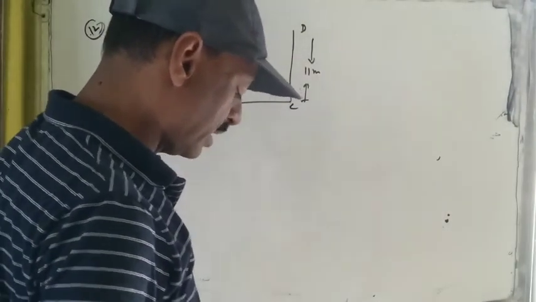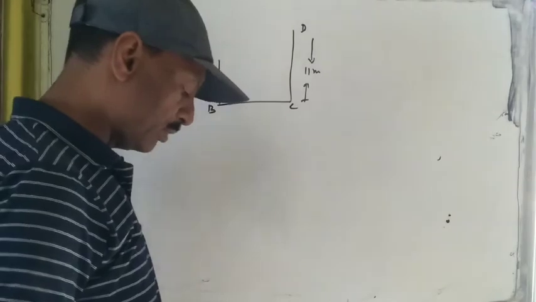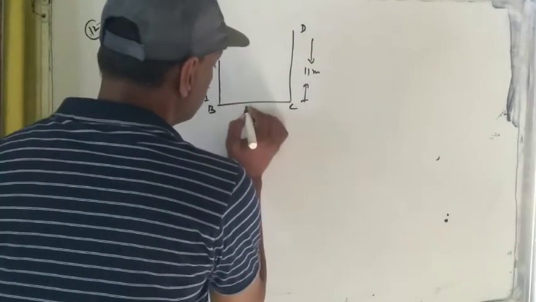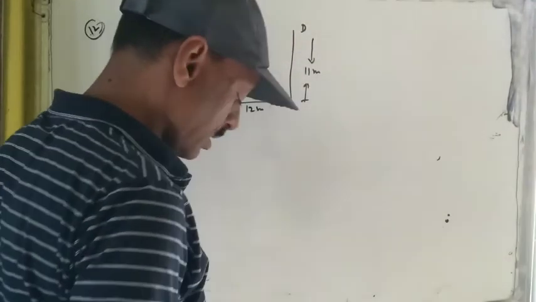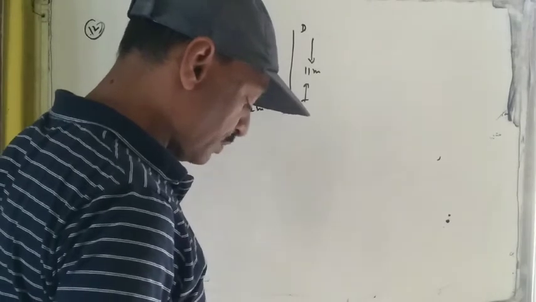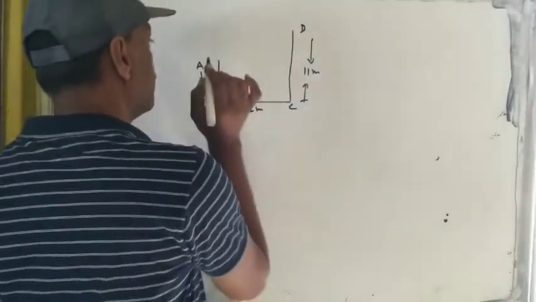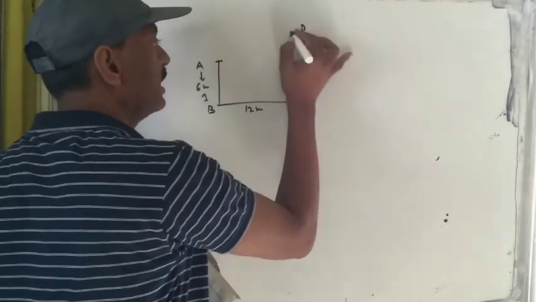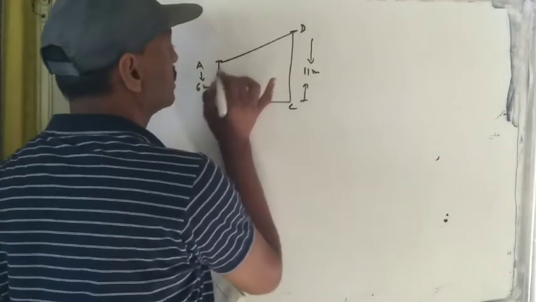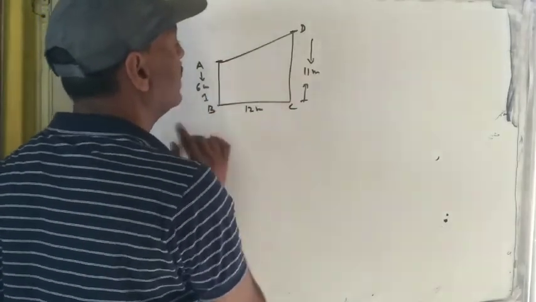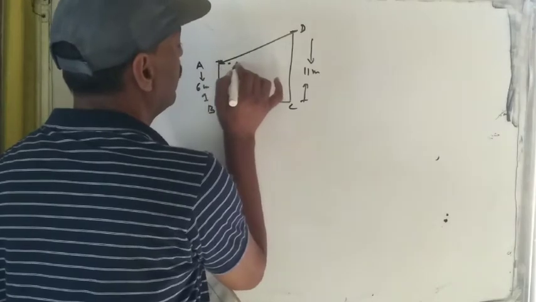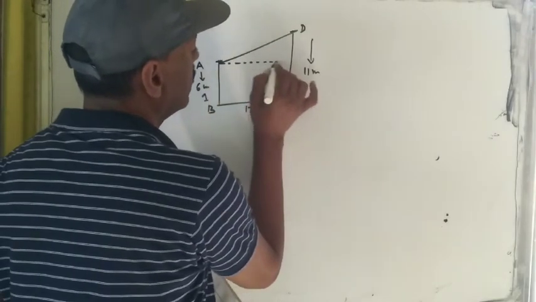They stand on plain ground. If the distance between the feet of the poles is 12 meter, this distance is 12 meter. Find the distance between their tops. This will be the distance, like this. So we have to find this AD. To get AD, we have to draw a line like this.